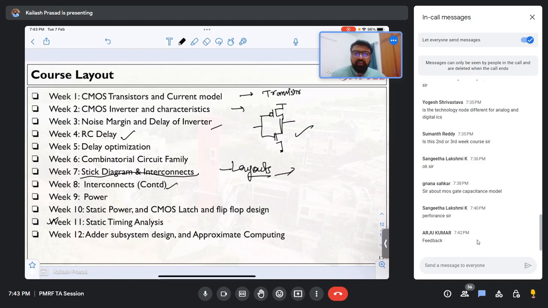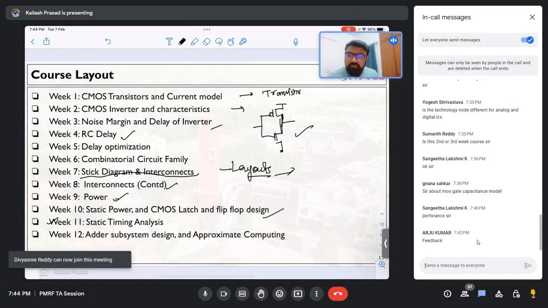Interconnects are actually these connections, right? Connections between two transistors, connections between multiple transistors. And these are made using metal wires, okay? So we will understand how these metal wires are laid out, what the properties of these metal wires are, and how they impact the performance and power consumption of whatever circuit you design. Then we will discuss power itself. We will be discussing sequential circuits.